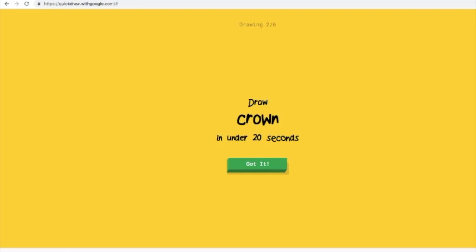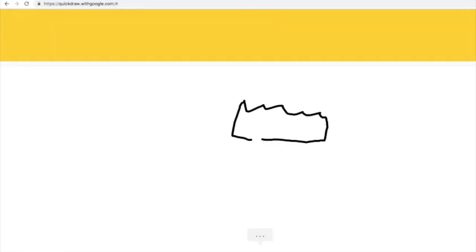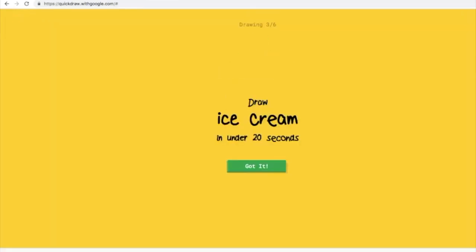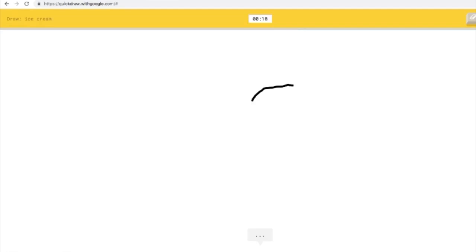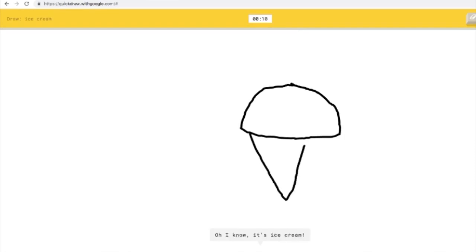Okay, the next thing they want me to draw is crown. I see party hat. Oh, I know. It's crown. Oh, I'm good at this game. I thought I was bad. Now they want me to draw ice cream. I see mustache or knee. Or nose, or palm, or octagon. I see circle, or hula hoop, or moon, or mushroom. Oh, I know, it's ice cream.